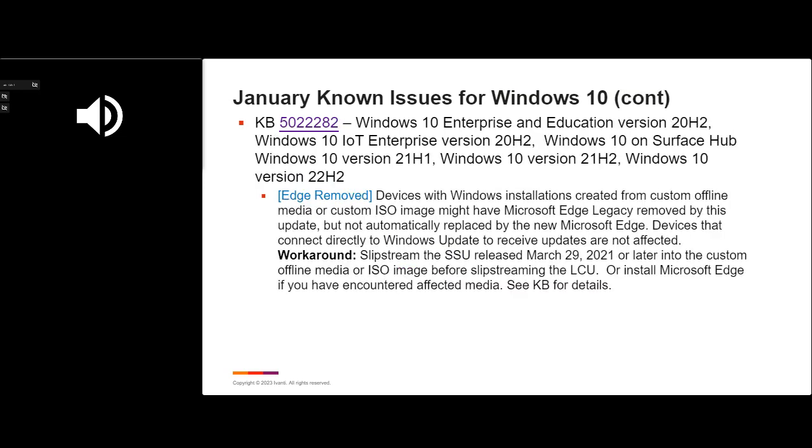We also have had this problem with Edge for quite a while. Again, this has to do with updating from older versions when you went from the legacy version to the Chrome version.